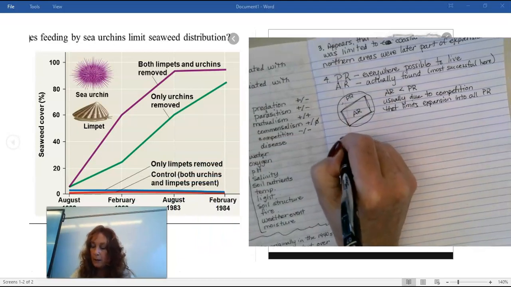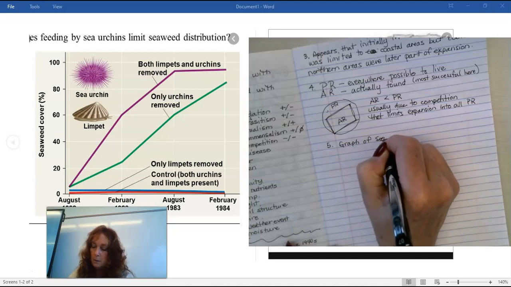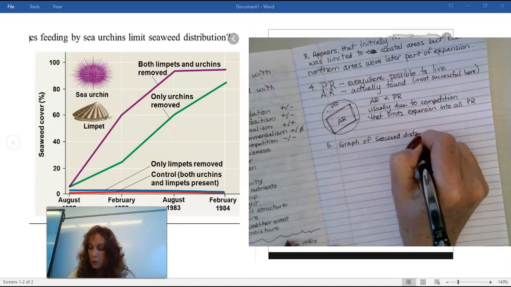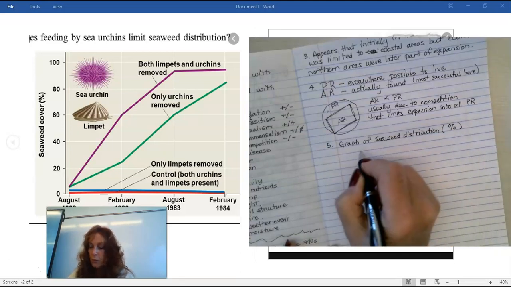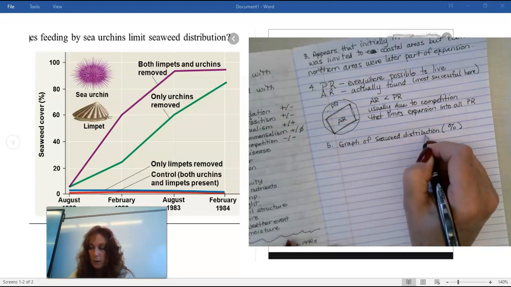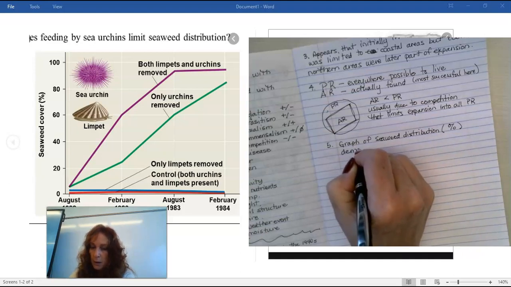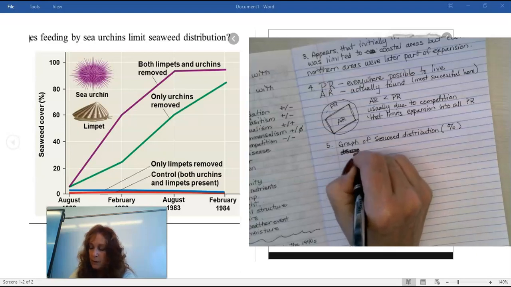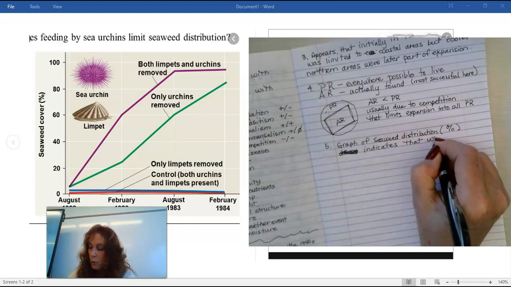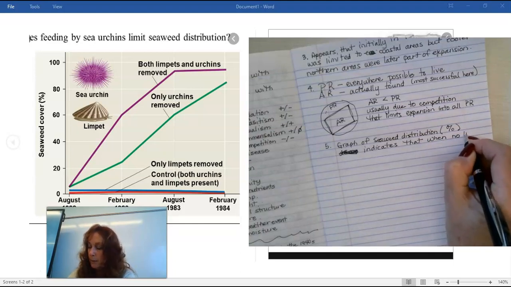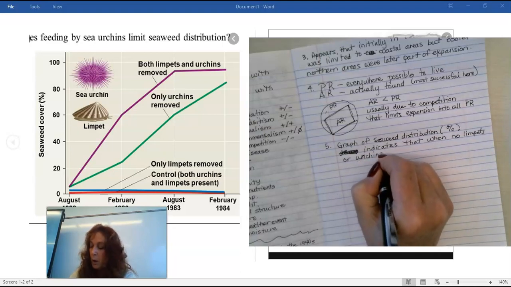Okay. So I'm going to write that this is a graph of seaweed distribution. Distribution is dispersal, location in space. So this is based on a percent. So the graph of this seaweed distribution is going to have very different conditions. So the graph demonstrates, is that what I want to say? I don't think I want to say that. I'm going to say indicates. Less strong word, but still strong enough. Indicates that when no limpets or urchins, where'd my R go? It's supposed to be an R, but I think I dropped it. Urchins are present.